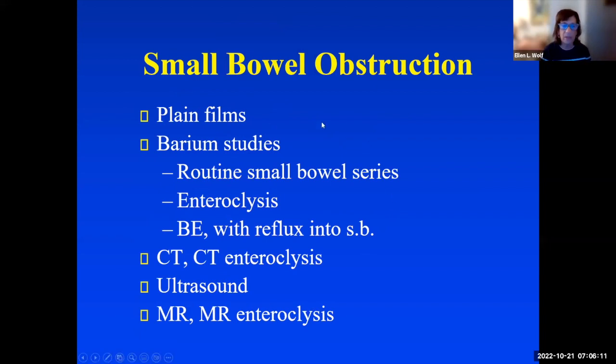I'm going to concentrate primarily on plain films. We'll talk about some barium studies and concentrate on CT. And we'll have a little bit of ultrasound and MR as well.